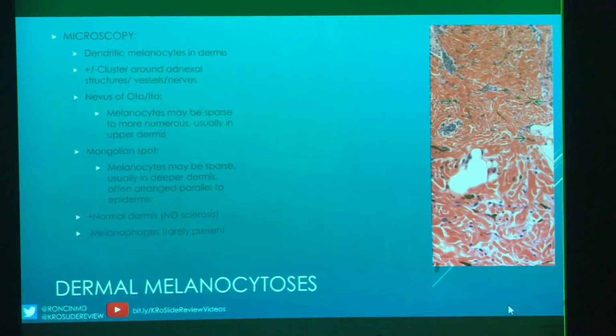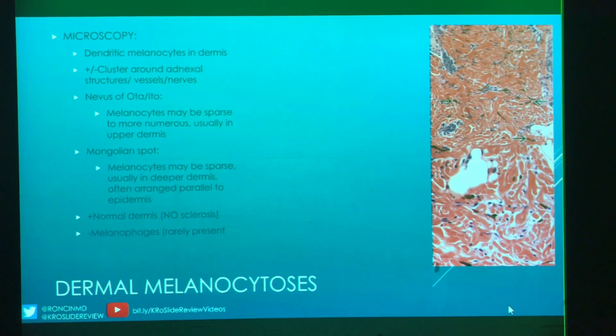So what you're looking for are these very long melanocytes in the dermis. We describe them as somewhat banana shaped. Those are the dendritic processes that are coming off the melanocytes and extending into the dermis, and these tend to be present around vessels, nerves, as well as the adnexal structures.